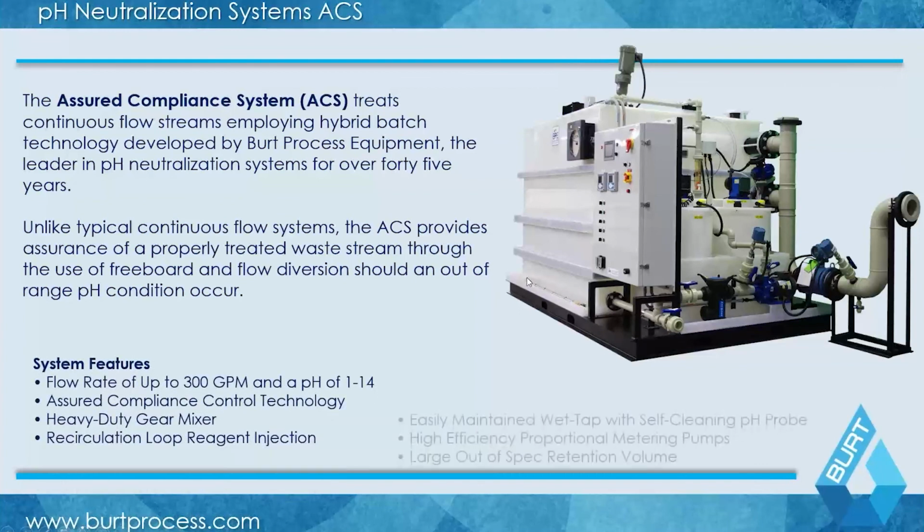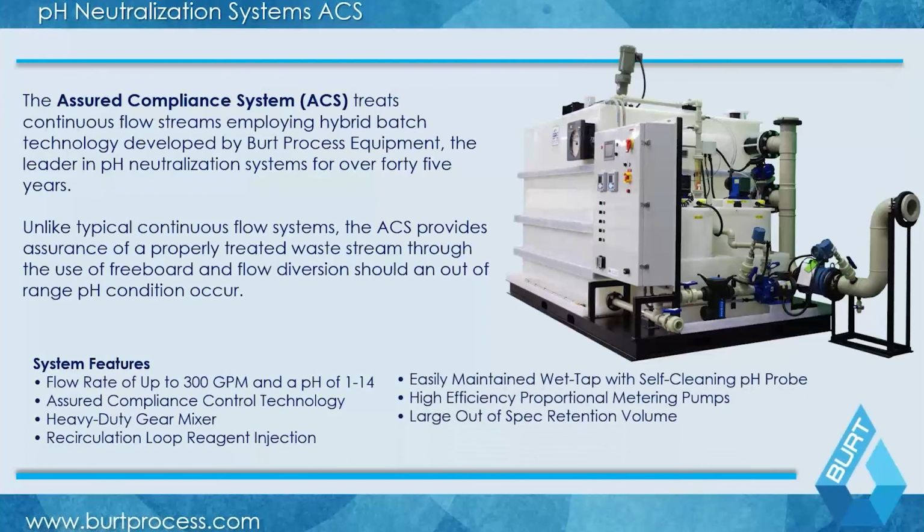Moving into the more industrial side of things, Brew Process has developed what's referred to as our Assured Compliance System. The Assured Compliance System is really a true hybrid style design, and these are designed for true industrial, pharmaceutical, semiconductor, larger scale manufacturing. These scale in size as a single skidded module from 0 to 300 gallons per minute, but as multiple stage modules up to about 1,200 to 1,300 gallons per minute.